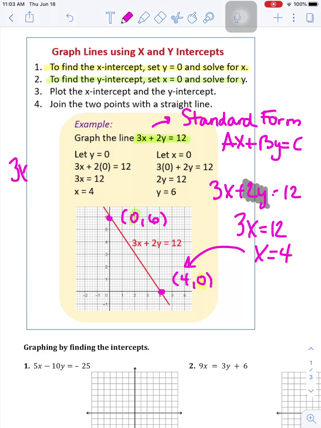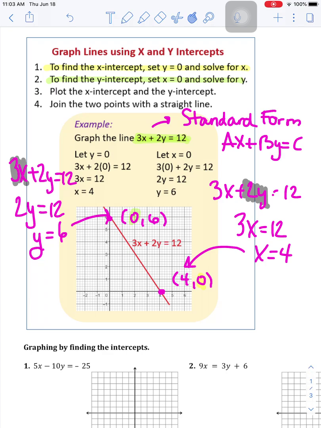Now, again, starting with that same equation of 3x plus 2y equals 12, if you're looking for the y-intercept, get rid of your x, because that would be zeroed out. And your equation is 2y equals 12, so y is 6, thus giving you your y-intercept at 0, 6. So when something's in standard form, it's actually really easy to graph because all you need to do is find the 2 points, your x and your y-intercept, and you're good to go.